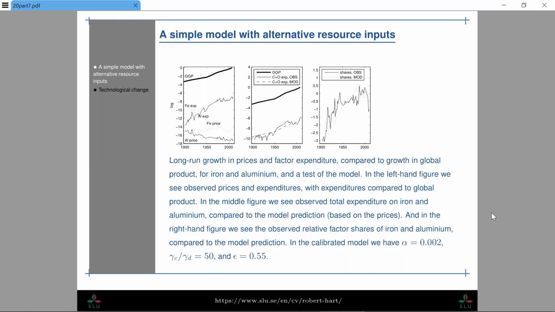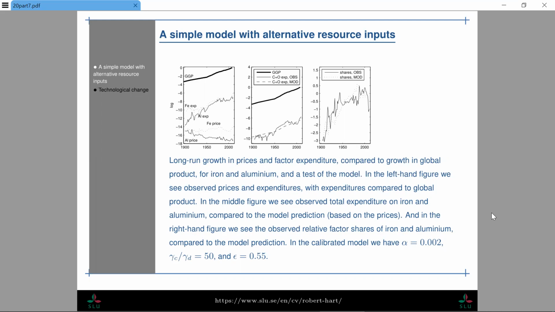And so we see a fairly steep decline in the price of aluminium compared to the price of iron over the whole period, actually, but especially the first sort of 80 years, I would say. And sure enough, as the price of aluminium falls, the factor share of aluminium rises, or the expenditure on aluminium relative to the expenditure on iron rises. We see that in the first figure.